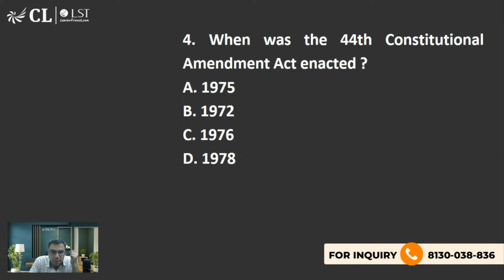When was the 44th Amendment Act enacted? 1975, 72, 76, 78. I hope you all can answer it. It's very easy, we have discussed it time and again. And which government was there? Yes, SPTK, you're right, the right answer is 1978, and it was during the time of the Janata Party. So D is the right answer.